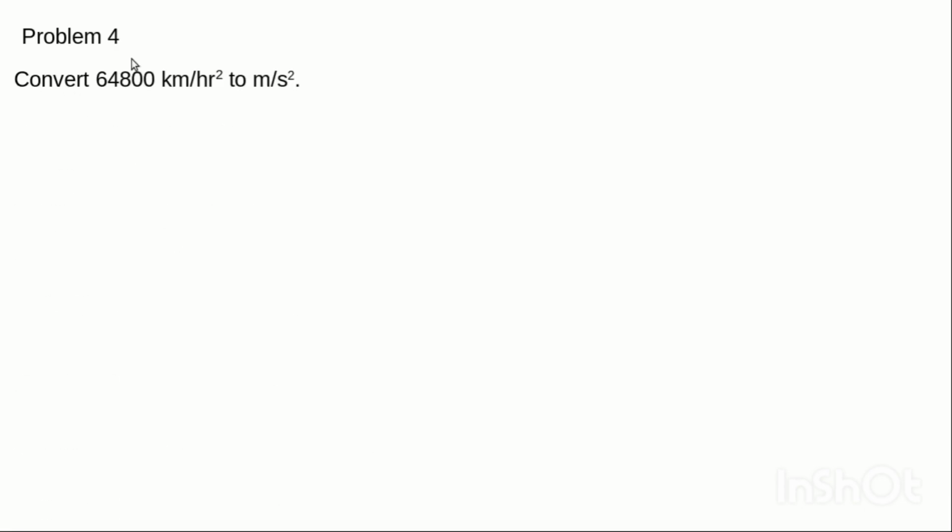Convert this expression, that's 64,800 kilometer per hour squared, which is acceleration, the unit of acceleration, to meter per second squared. Now, for us to convert this, we must know the conversion factor for kilometer to meter and from hour to seconds. Now, because we have 2 units, but in the form of, we can split it into 3. So 1 kilometer, then 2 hours. So we now have this 1, 2, 3.